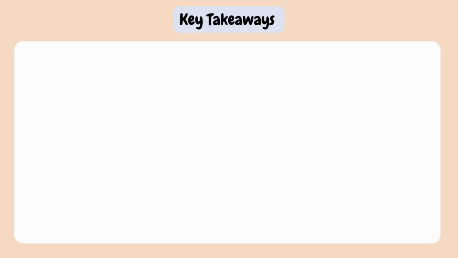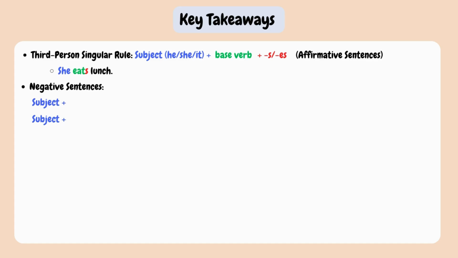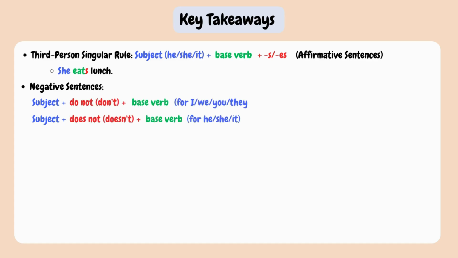Let's summarize the most essential grammar rules so far. Third person singular rule: add s to the base verb for he, she, it in affirmative sentences. For example, she eats lunch. Negative sentences use doesn't or don't and keep the verb in its base form. For example, he doesn't live in Canada.